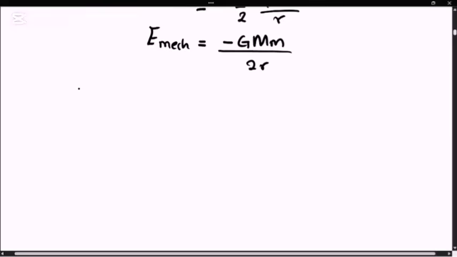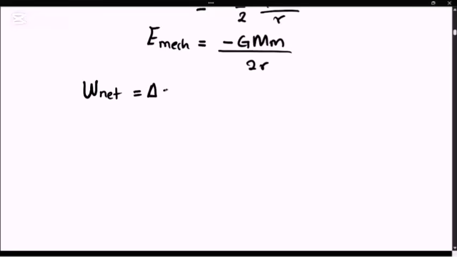Remembering again from grade 12 that work net is equal to change in kinetic energy. Why were they saying kinetic energy? Because we were dealing with an object that was moving. But basically, work net is equal to change in energy. In this case, our energy is our mechanical energy, which makes our work net equal to the change in mechanical energy.